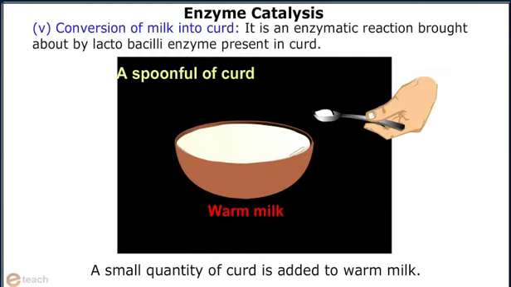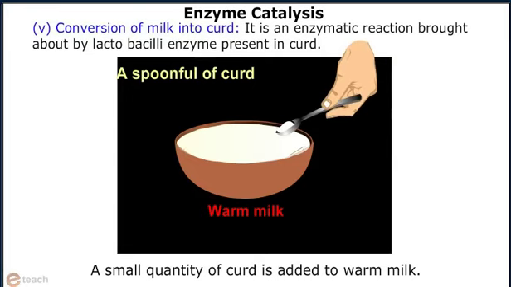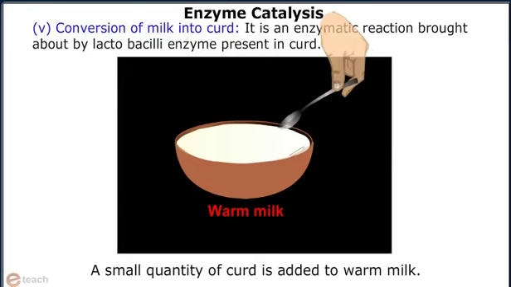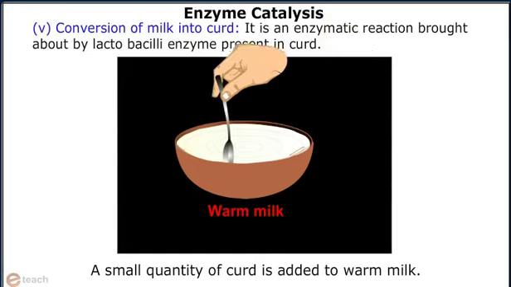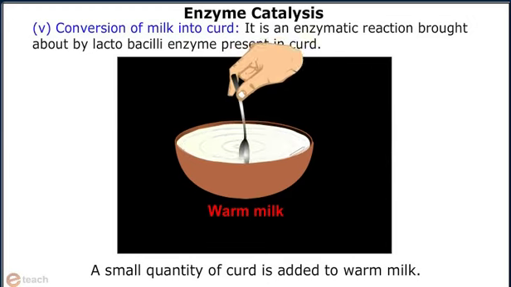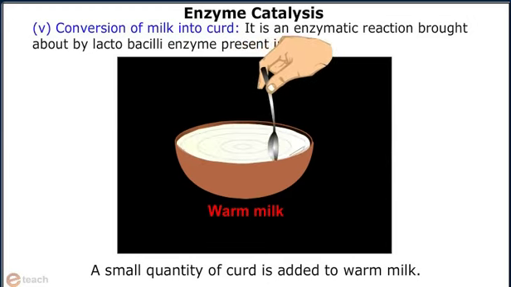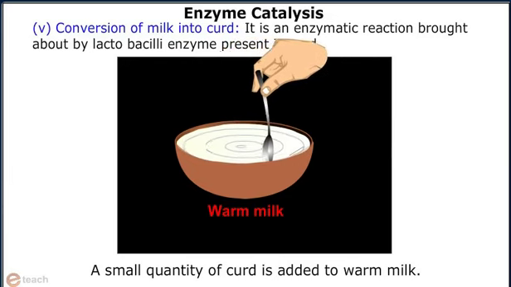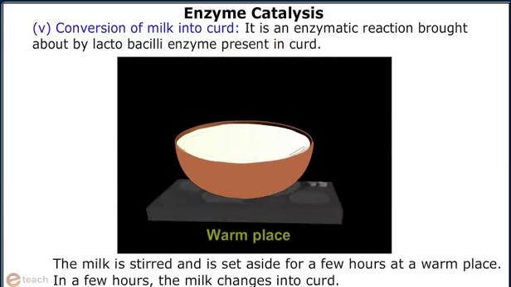The next example is conversion of milk into curd. It is an enzymatic reaction brought about by lactobacilli enzyme present in curd. A small quantity of curd is added to warm milk. The milk is stirred and set aside for a few hours at a warm place. In a few hours, the milk changes into curd.